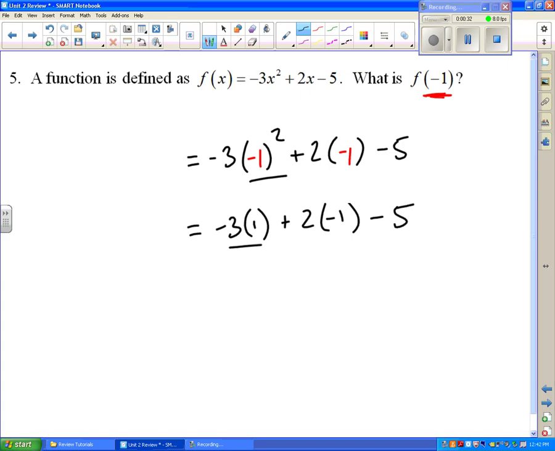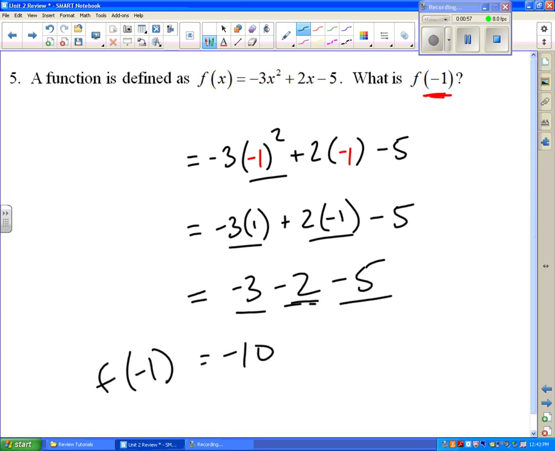Next step would be to multiply: negative 3 times 1, and 2 times negative 1. So first, negative 3 times 1 is negative 3. 2 times negative 1 is negative 2, minus 5. And now negative 3 minus 2 is negative 5. Minus 5 is negative 10. So I'd say f of negative 1 equals negative 10.